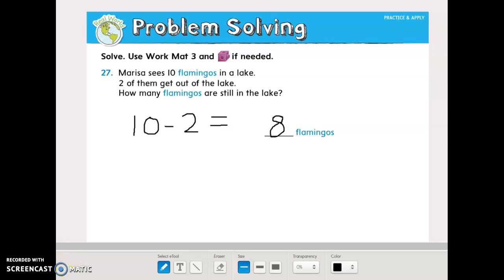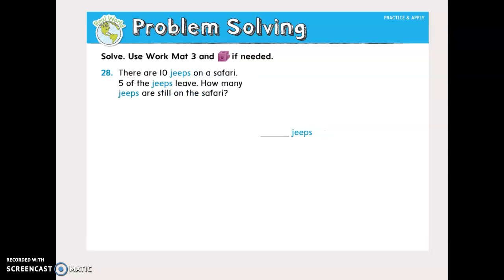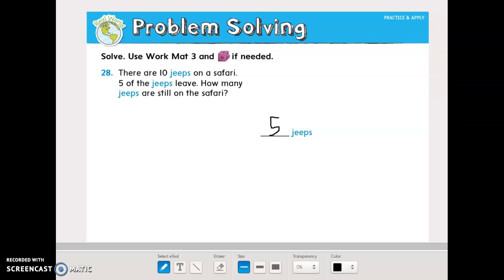Okay, so we're all finished with this one. We're going to go to number 28. Number 28 says there are 10 Jeeps on a safari. 5 of the Jeeps leave. How many Jeeps are still on the safari? I'm not sure if that recorded or not. So there are 10 Jeeps on a safari. 5 of the Jeeps leave. How many Jeeps are still on the safari? And I use the example that we have 2 hands, 5 fingers on one hand, 5 on the other. Take 5 away. How many do you still have left? 5. So that's how we got our answer, 5 Jeeps.